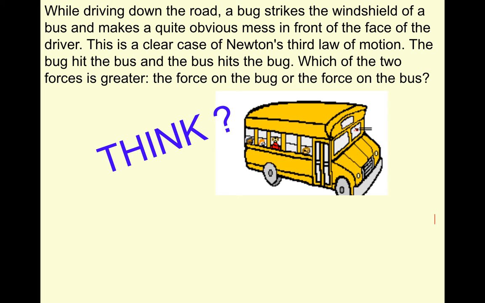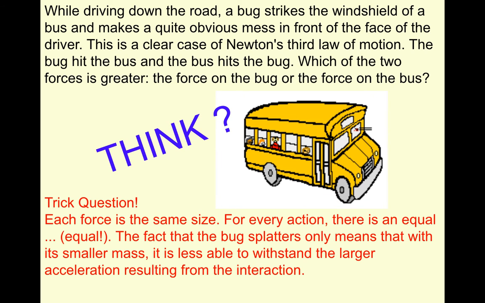Well, some of you might be thinking, this doesn't sound right. There's got to be something going on here. Well, you're right. It is a trick question. For each force is the same size. For every action, there is an equal and opposite reaction. The fact that the bug splatters only means that it has a smaller mass. Since it has a smaller mass, it has a smaller inertia, and it can't withstand that change. Things that have greater masses have a greater inertia and can withstand a change in force better.